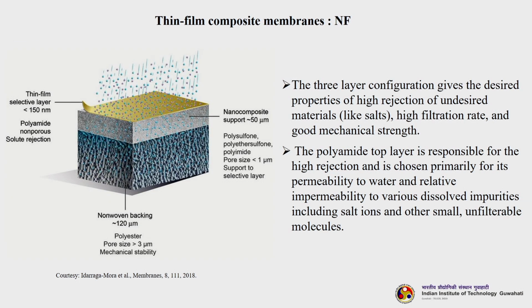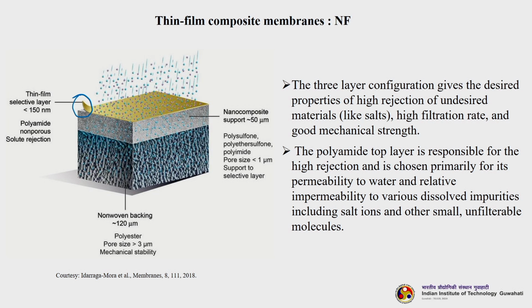So, let us closely look at this particular diagram or sketch. You can see it is a 3-layer nanofiltration thin film composite membrane. The top layer, you can see, is very thin, almost 150 nanometer, less than 150 nanometer. Usually polyamide is used. The reason for using polyamide is that it will give very high rejection. And it is followed by 2 support layers.